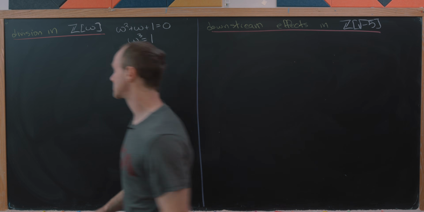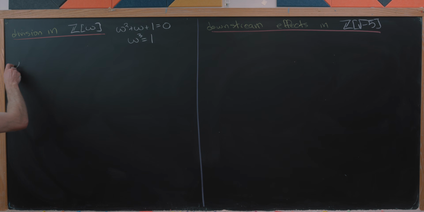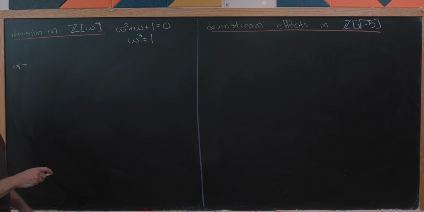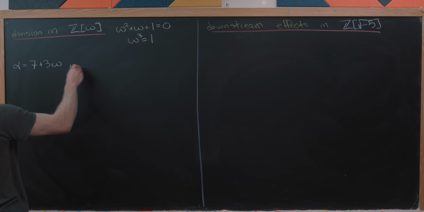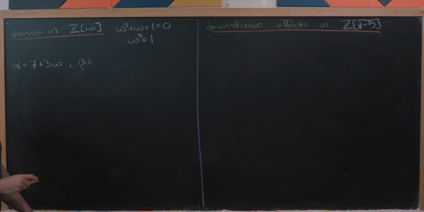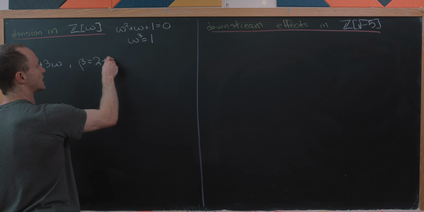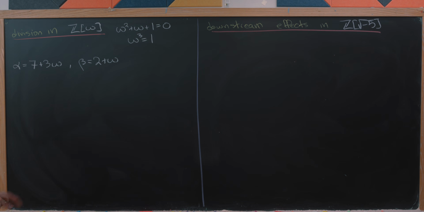Okay, so now what I'd like to do is, let's say we do division with remainder where we take alpha to be 7 plus 3 omega, and let's take beta to be 2 plus omega. Okay, so we're going to do the same kind of thing that we did in Z[i].